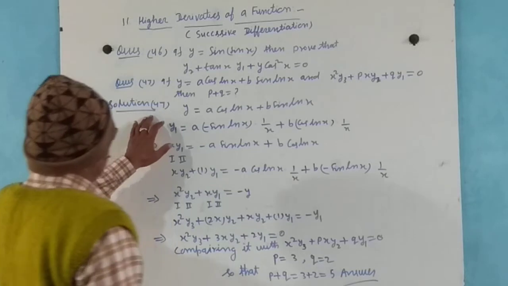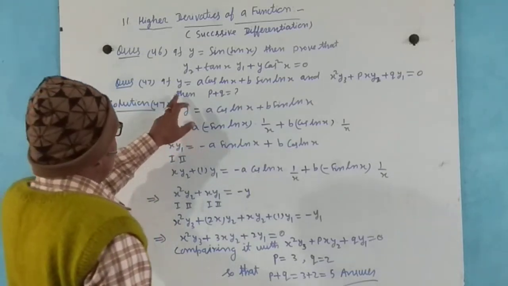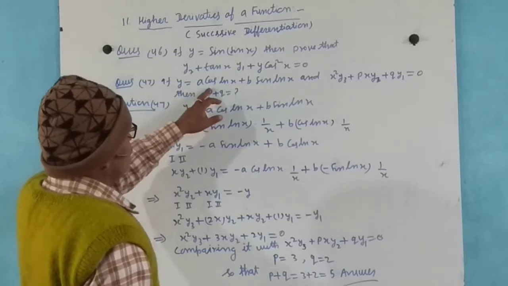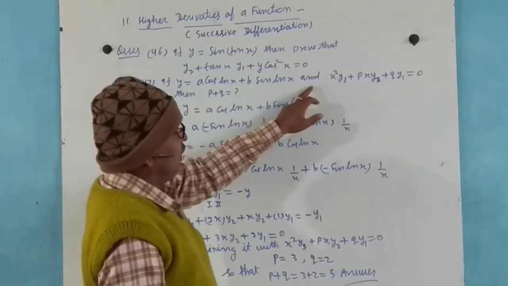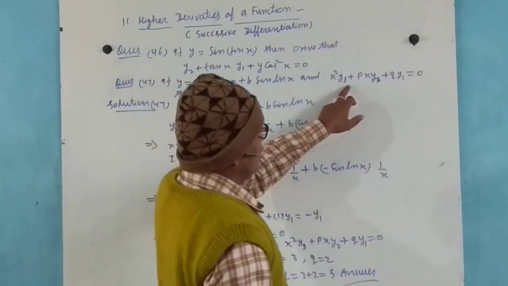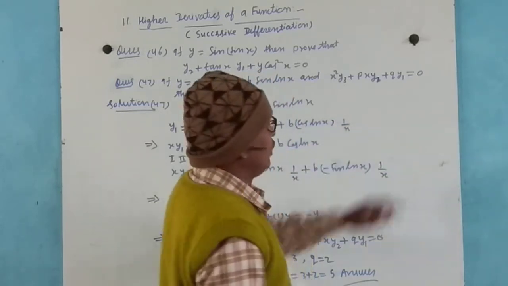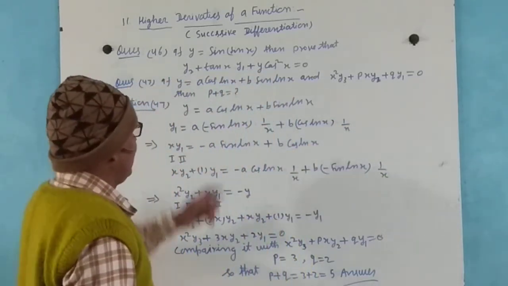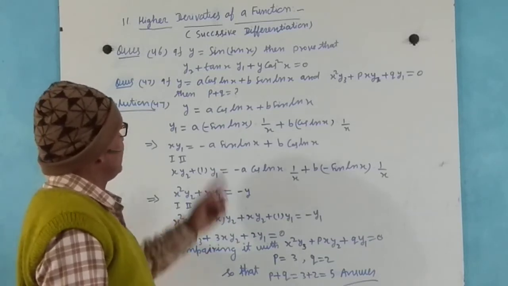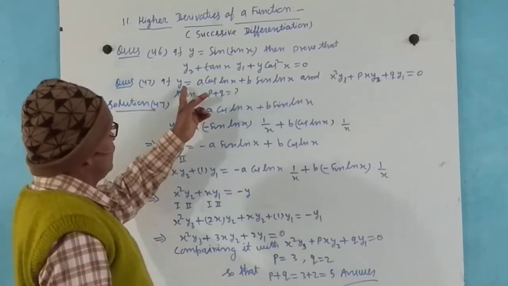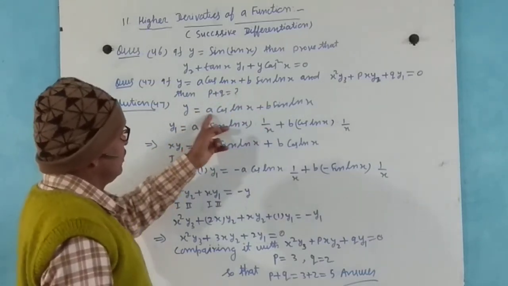Now here, question number 47. y equal to a cos ln x plus b sin ln x, and x square y3 plus p x y2 plus q y1 equal to 0. Then find p plus q equal to what?